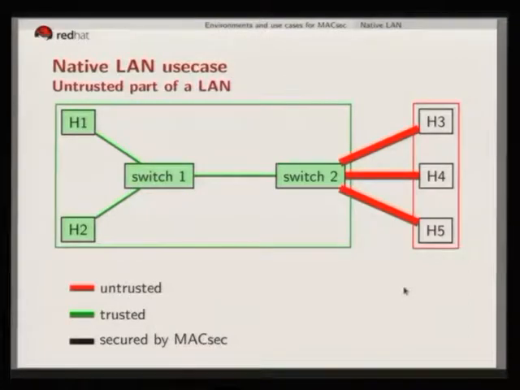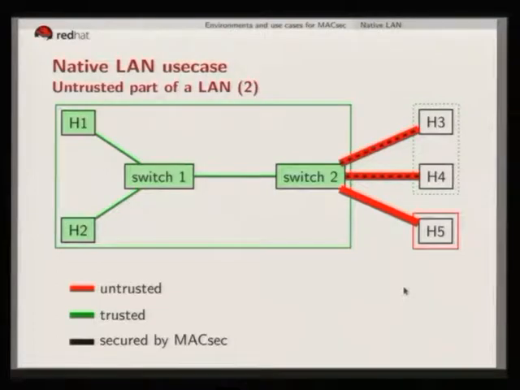Another use case is you have a LAN that you're okay with. You know what's going to plug into that. Maybe it's inside your data center or something, and you know this is safe. But on switch 2, you have some publicly exposed port, and you don't know host 3, 4, and 5. You don't know what's going to plug into your network. So by default, you don't trust what's coming in here.